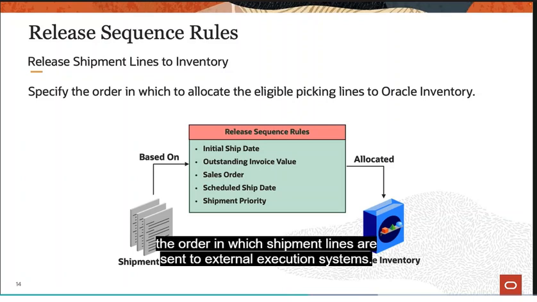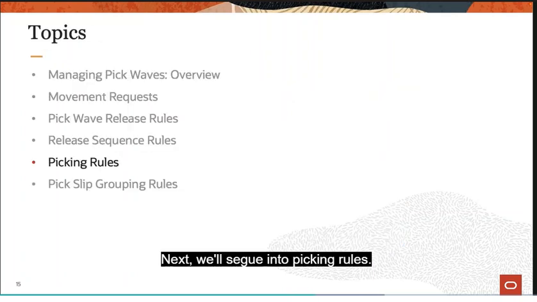You can also use release sequence rules to control the order in which shipment lines are sent to external execution systems. Next, we'll segue into picking rules.